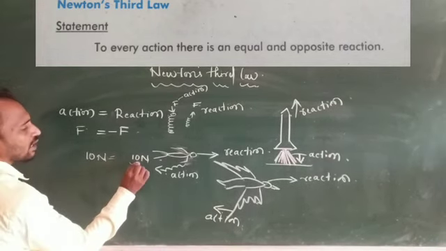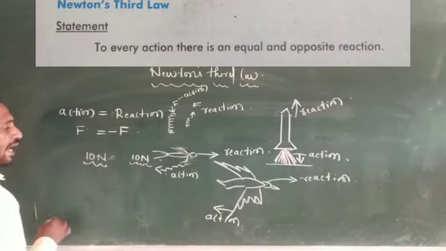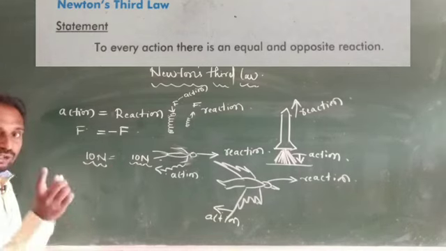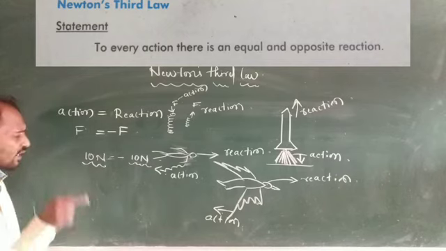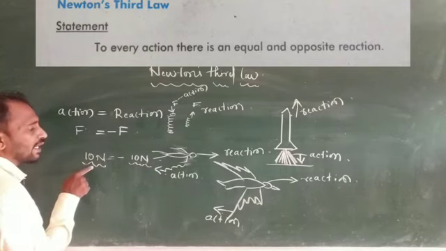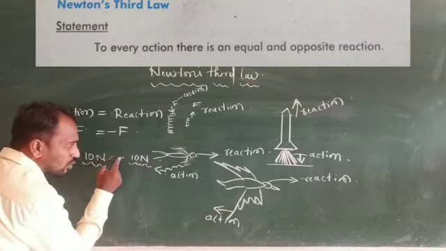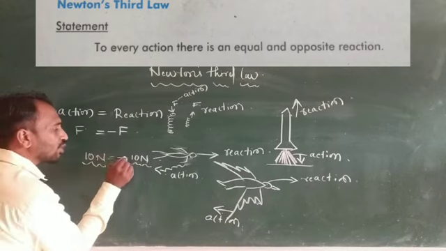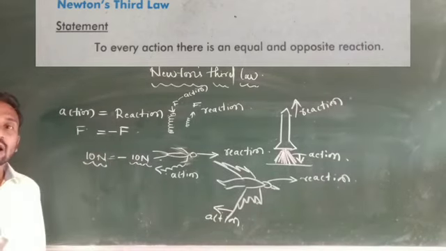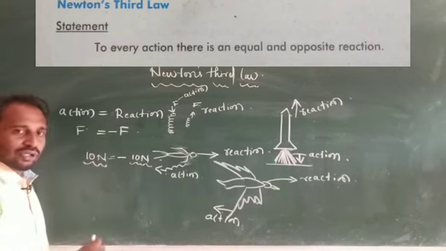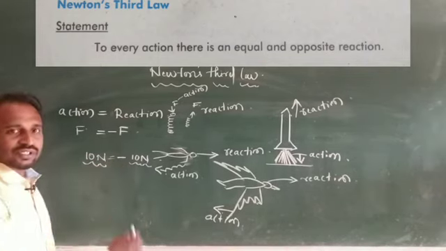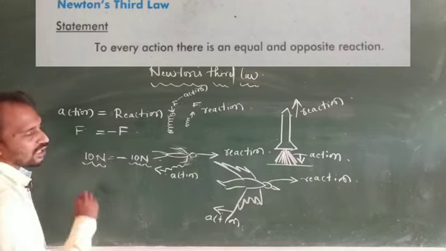So this one we consider a reaction, and this one is an action, both having the same magnitude but opposite in direction. For this reason, every action has an equal and opposite reaction. This negative sign represents opposite in direction. Both having the same magnitude: 10 Newton and this is also 10 Newton. Action is 10 Newton and reaction is also 10 Newton, but opposite in direction.